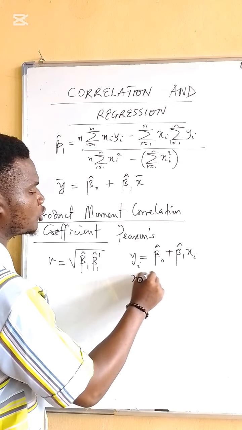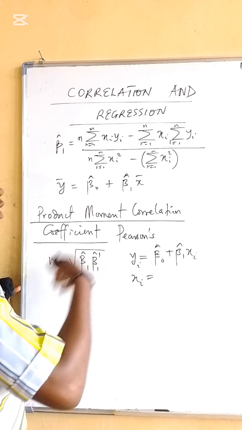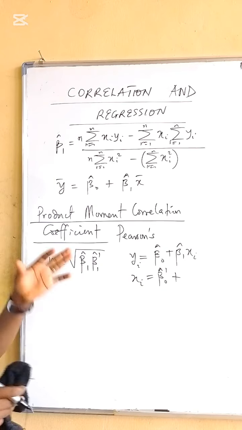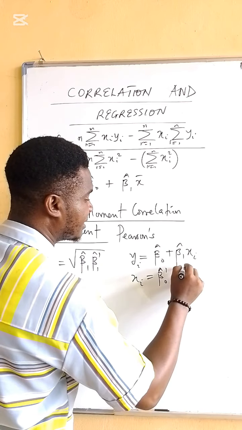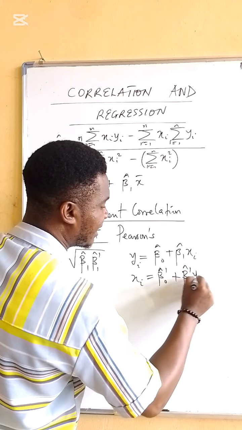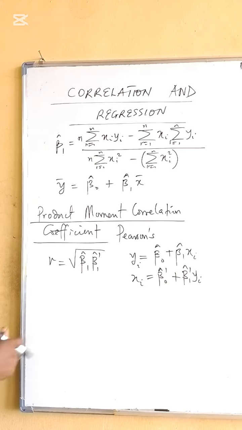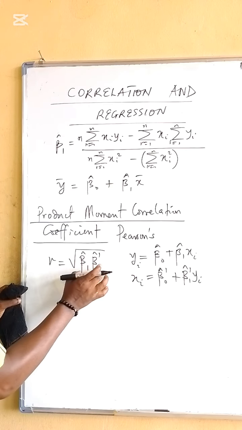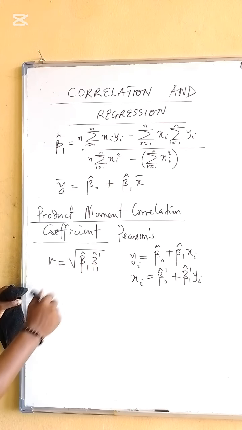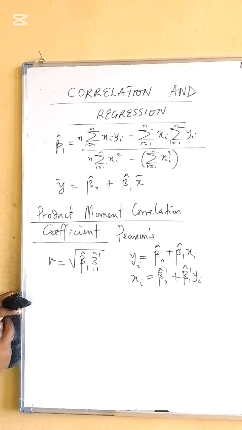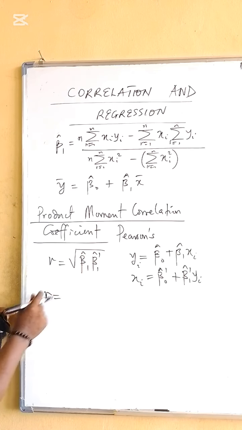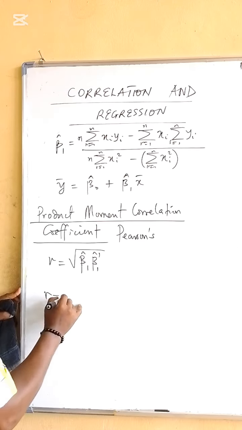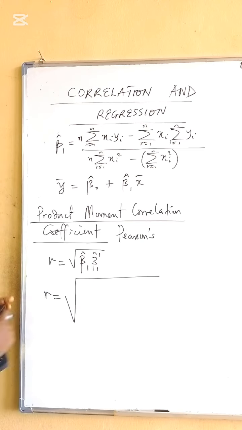If, however, we so choose to regress xi on yi, we'll end up having beta naught cap prime as a parameter and beta 1 cap prime as the parameter, in this case being the coefficient of yi. So this is where it is coming from. And if you take the product of those two coefficients and take the square root, you end up having what we call the product moment correlation coefficient. So let's quickly obtain that. What I'm going to do next, having told you that, will be to take the square root of what we obtained earlier on.